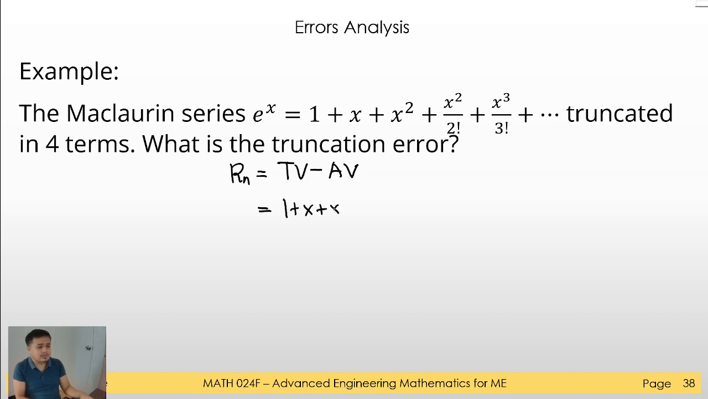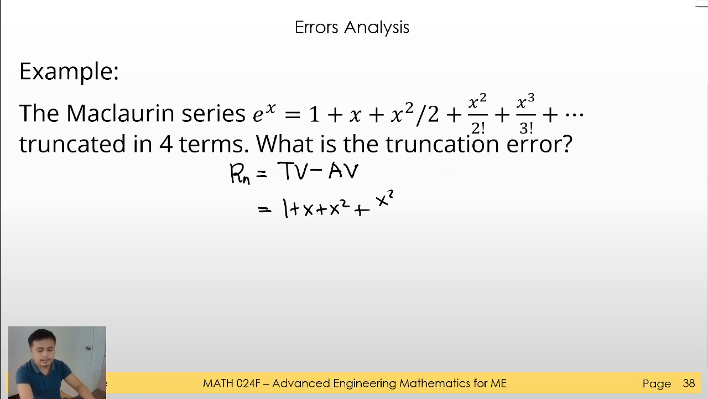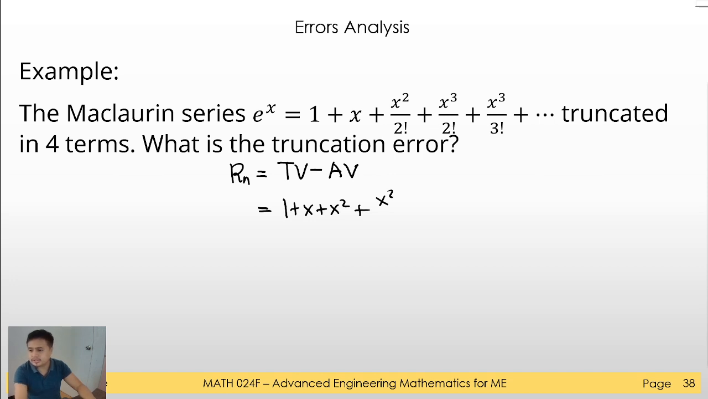So 1 plus x plus x squared, should be, so we have a problem here. It should be x cubed. Let's change this one. It should be x cubed over 3 factorial. Anyways, let's change this. All right. So this will be your Maclaurin series. So the true value will be this infinite power series, plus x raised to 4 over 4 factorial, and so on and so forth.